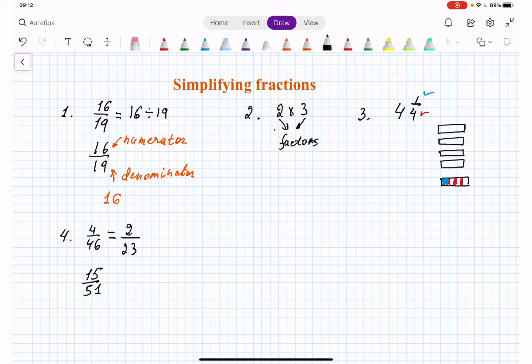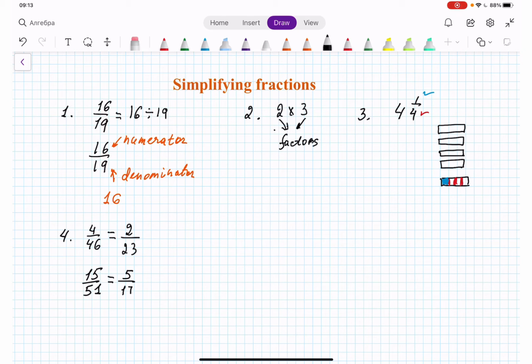Okay, 15, I know I can divide by 3, I can divide by 5. Let's check 3 first. 51, can I divide by 3? Yes, it's going to be 17. So, therefore, I'm going to simplify and divide by 3. 15 divided by 3 is 5. 51 divided by 3 is 17. So, the bottom line is both numbers, numerator and denominator, you can divide by the same number.